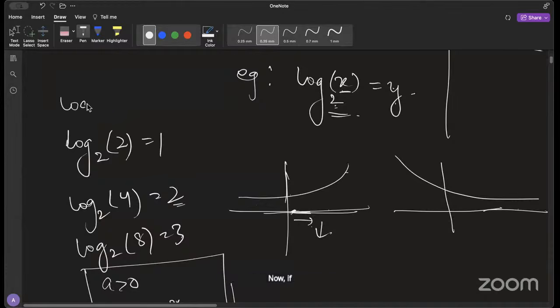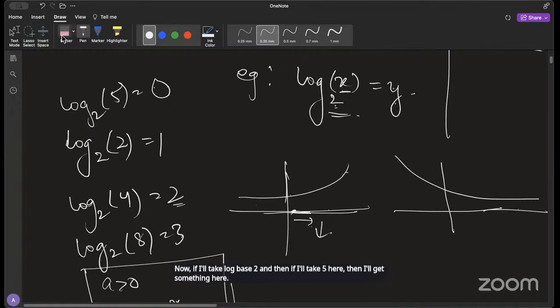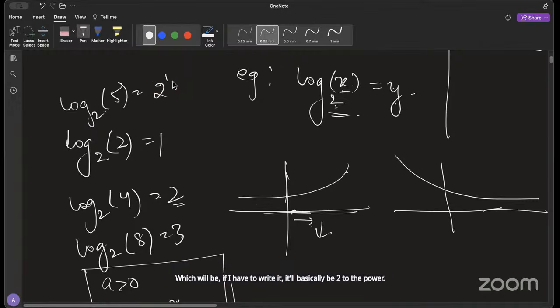Now, if I take log base 2 and then take 5 here, I'll get something here, which if I have to write it, will basically be 2 to the power 1 by 5. Yes, sorry. Ma'am, how does 3 come? 3 because 2 to the power 3 is 8. Okay. So this is how your log function works.